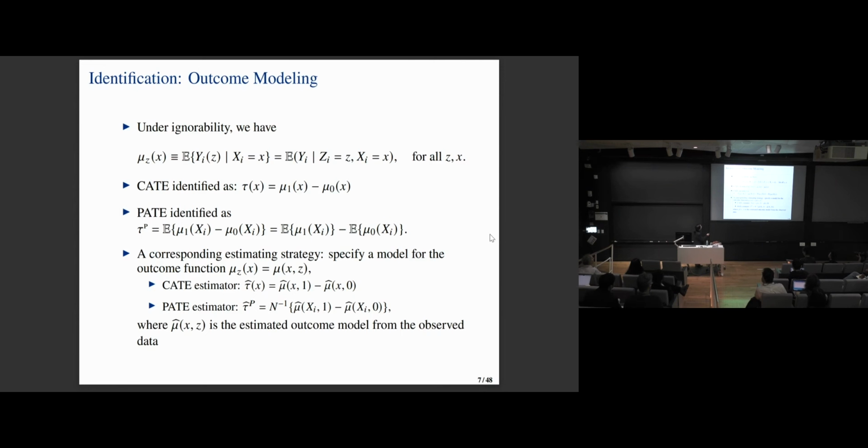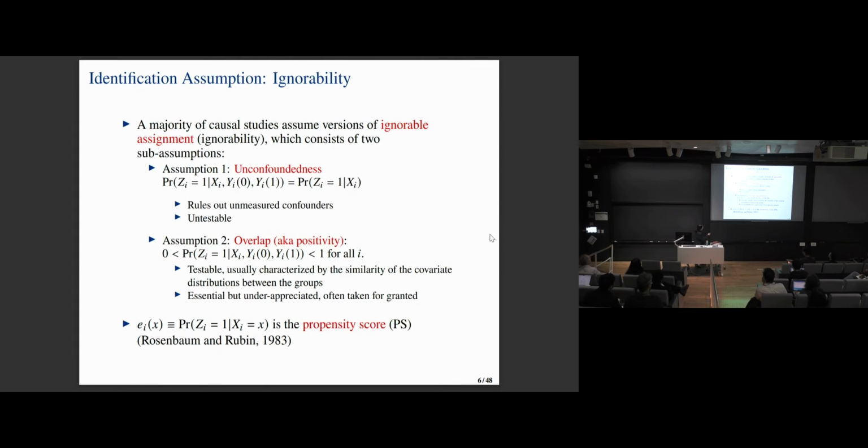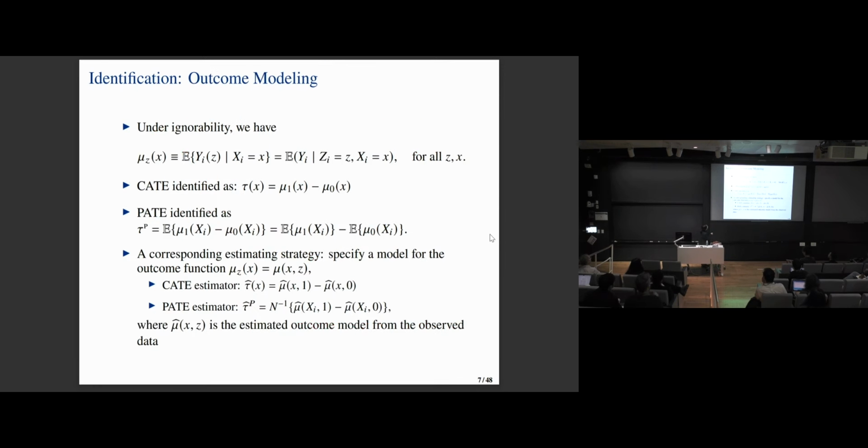So let's go back to this. Now I have those assumptions. Once I have some assumptions, remember, causal effect is defined on the potential outcome. But what we do have is the observed outcome, right? So we want to connect the two.